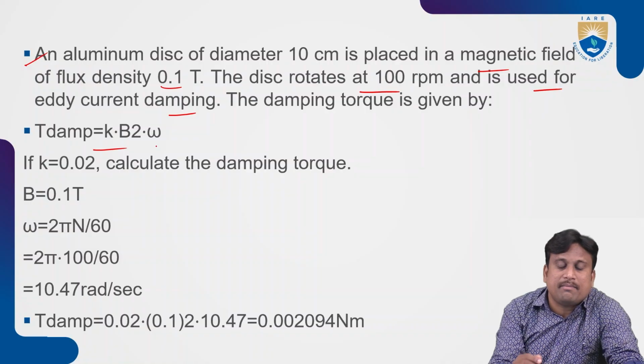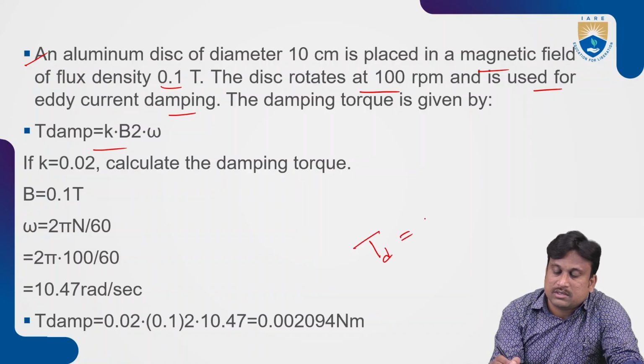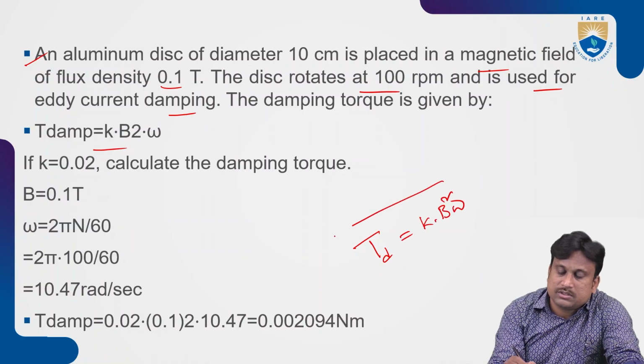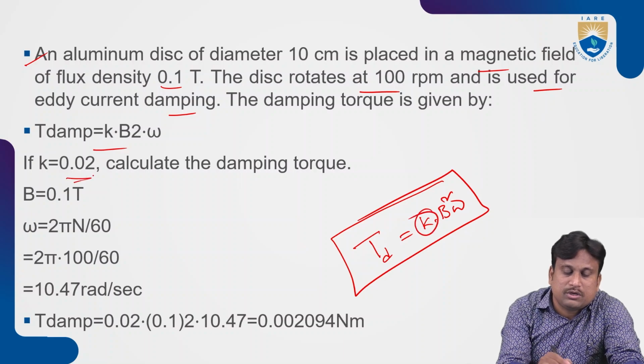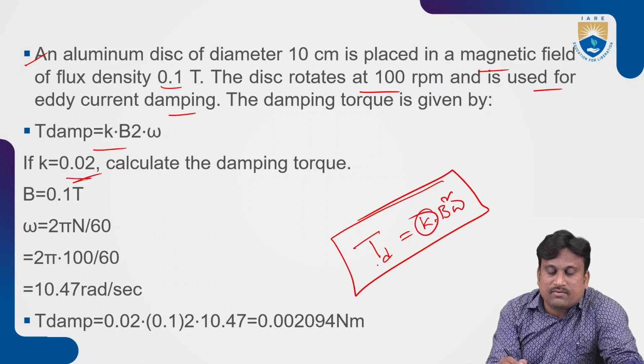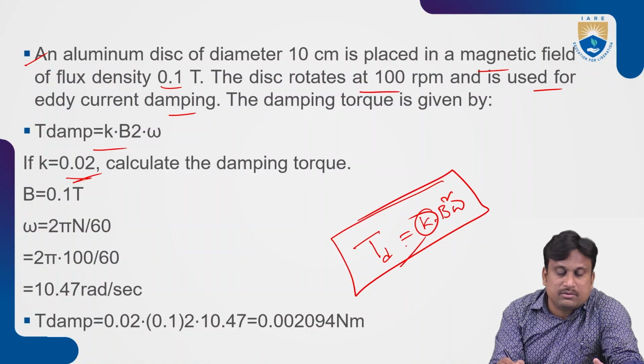Usually we treat damping torque as K into B square omega. Damping torque is considered as K into B square omega. So this is the condition for damping torque. If K is supposed to be 0.02, then what is the damping torque? Then apply the condition and substitute the values.